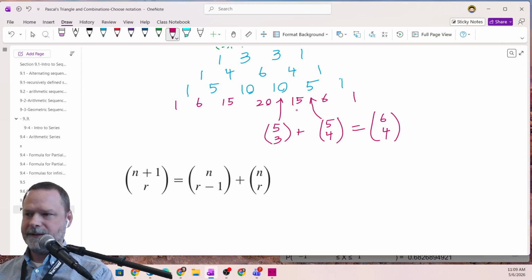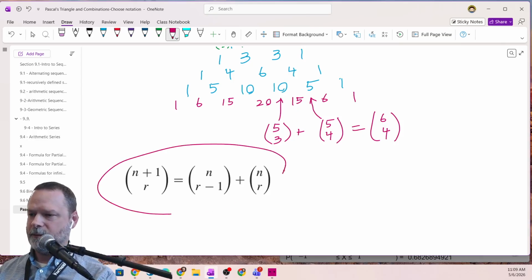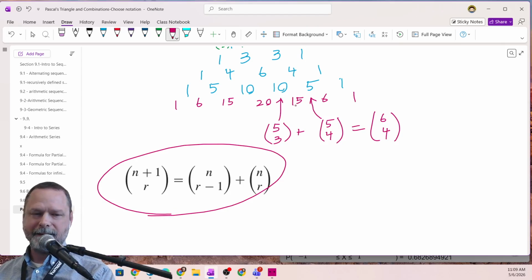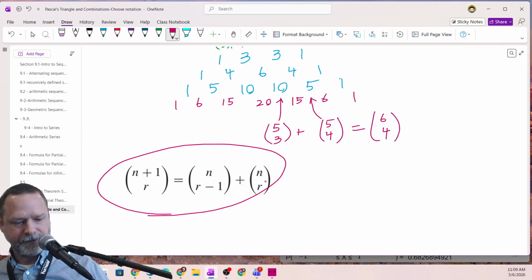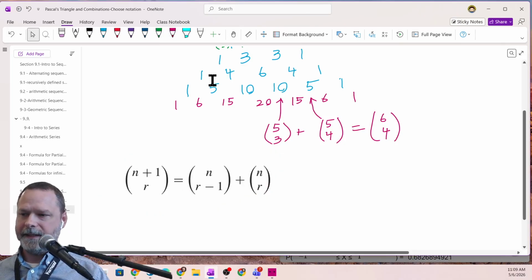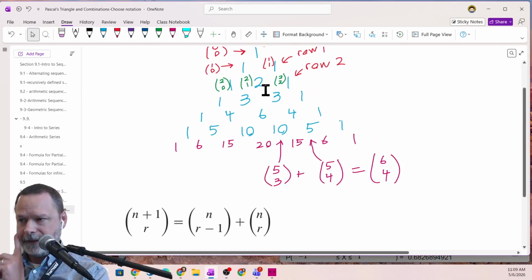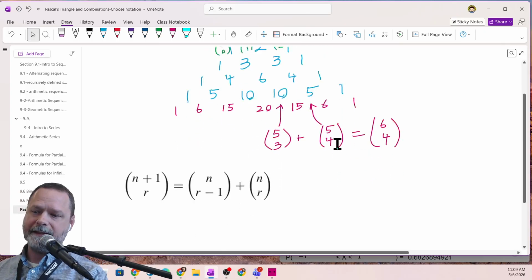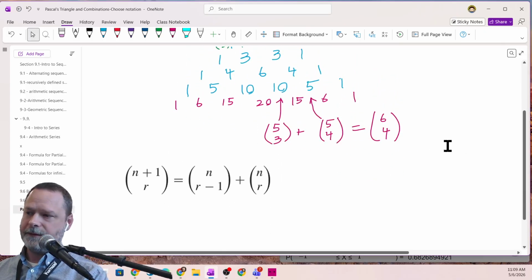That's exactly what's happening. So if I can show this identity works, then I've proven that Pascal's triangle is getting me all these values. Great. Let's see if we can prove this. So that's my thinking. That's going to be my proof. If this identity is true, then Pascal's triangle does in fact give me these values for choose notation.